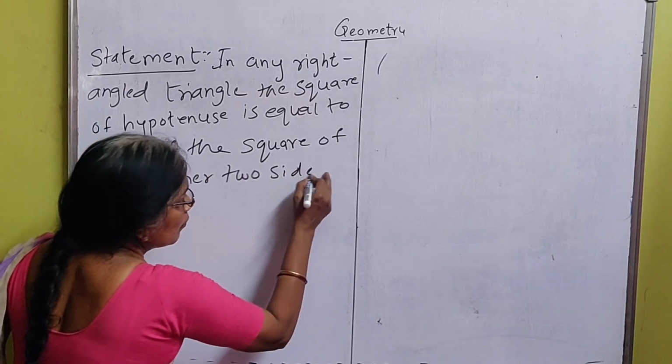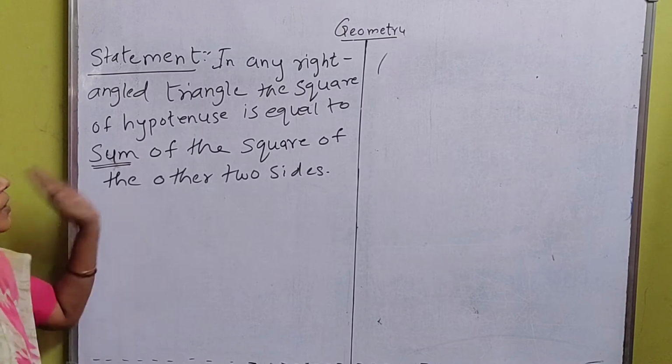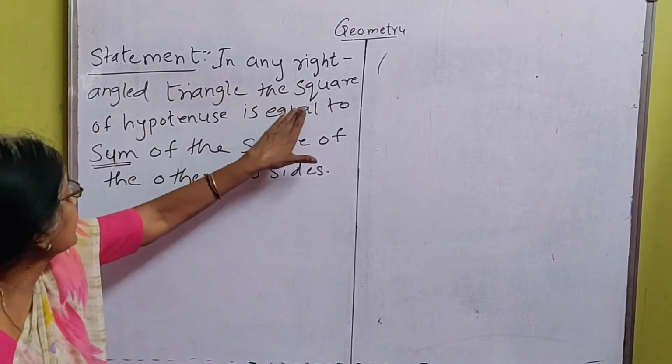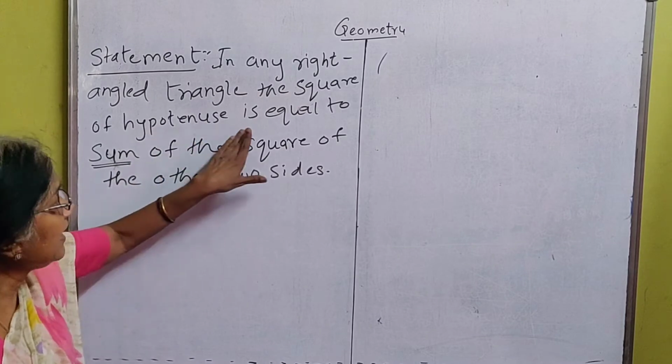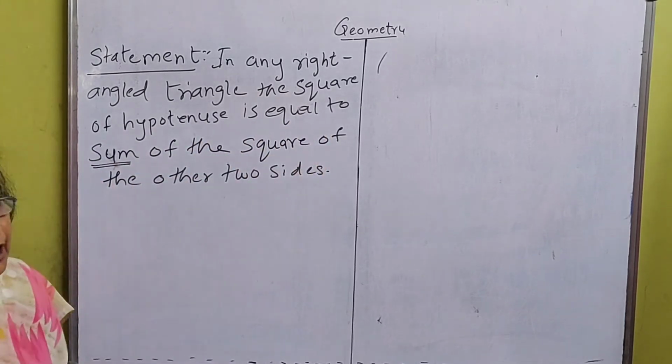So this is the statement of the Pythagoras theorem. Once again I will say, in any right angle triangle, the square of the hypotenuse is equal to the sum of the squares of the other two sides.